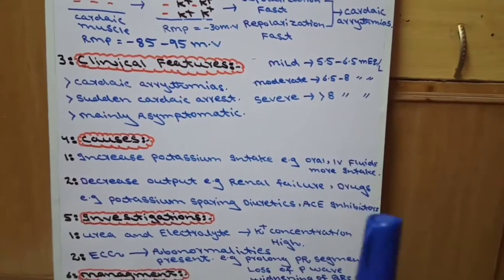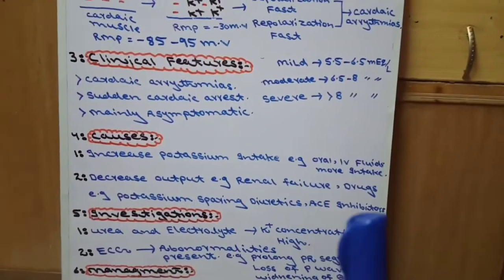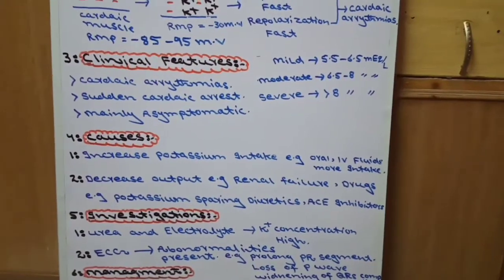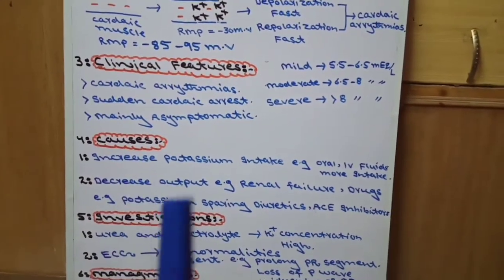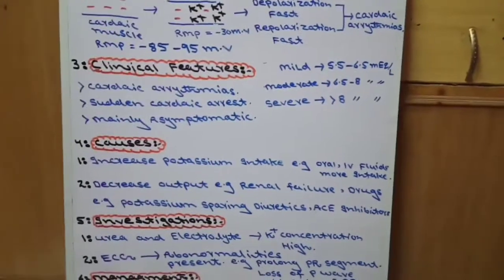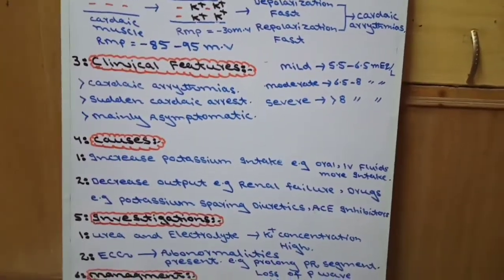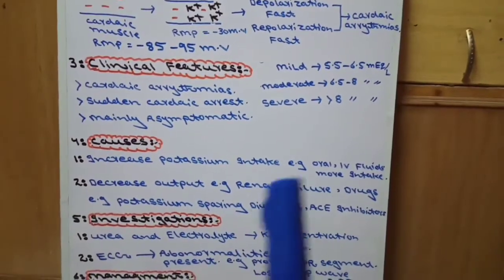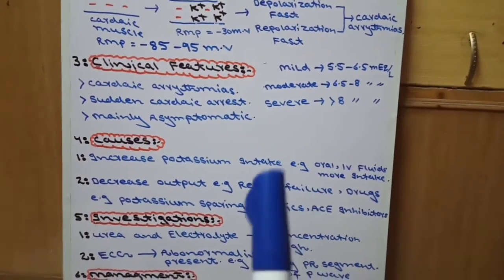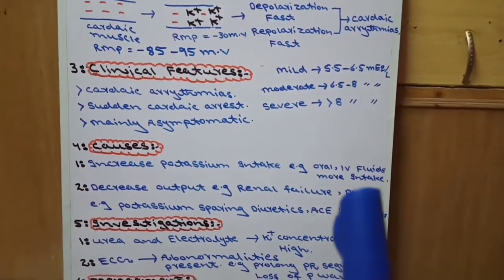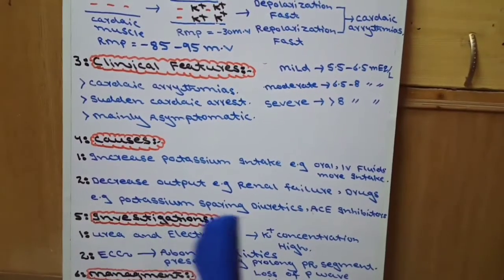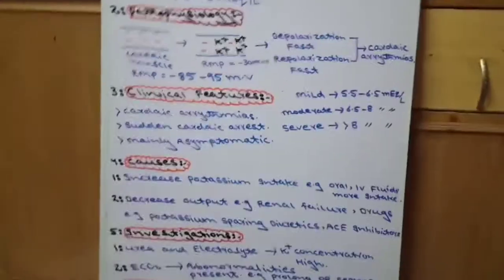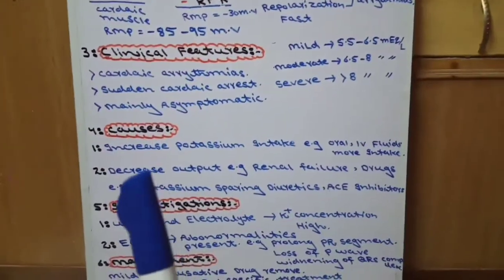Second is ACE inhibitors, angiotensin converting enzyme inhibitors. Angiotensin converting enzyme inhibitors also decrease the output of potassium from our body. As a result, there will be hyperkalemia. In decreased output, the first example is renal failure, where there will be decreased output of potassium from our body. The second example is drugs, for example, potassium sparing diuretics and angiotensin converting enzyme inhibitors. These are the two causes of hyperkalemia.